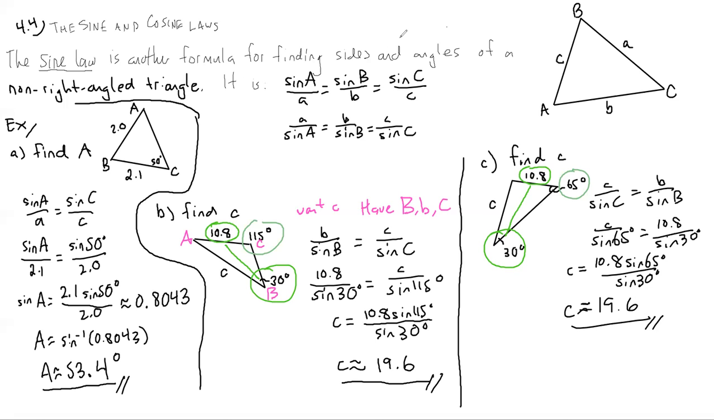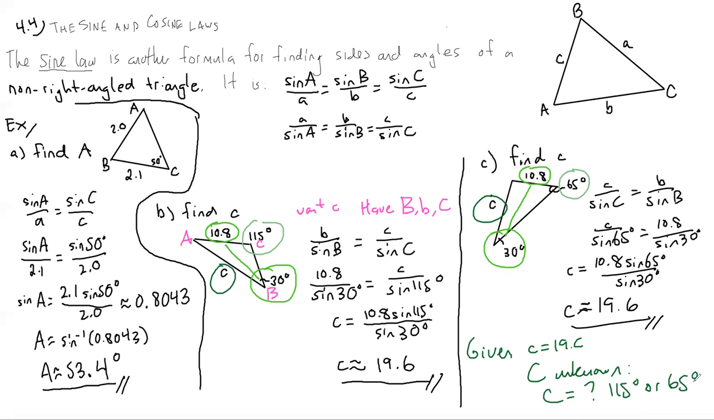And that might not be remarkable to you, but it's going to come across as actually very annoying. So what's happening here is if I had set up this triangle, if I had given the little c was 19.6 and big C is unknown and told you to solve for C, well, according to the work that we just did, there's actually two answers for it. It could be 115 degrees, or it could have been 65 degrees.